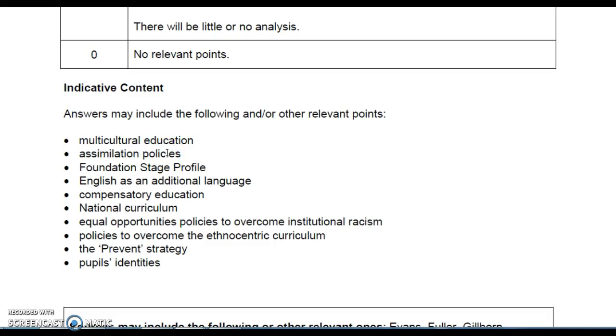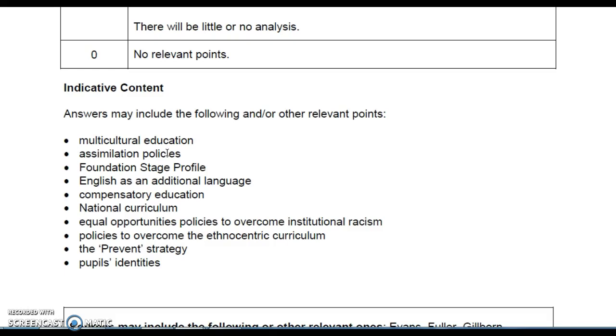Now, multicultural education was in the 1980s, 1990s. It was all about raising the self-esteem. You could argue that black students didn't have low self-esteem, and that there's other factors which could have impacted their experiences of school, such as institutional racism. Assimilation policies were very popular in the 1960s.